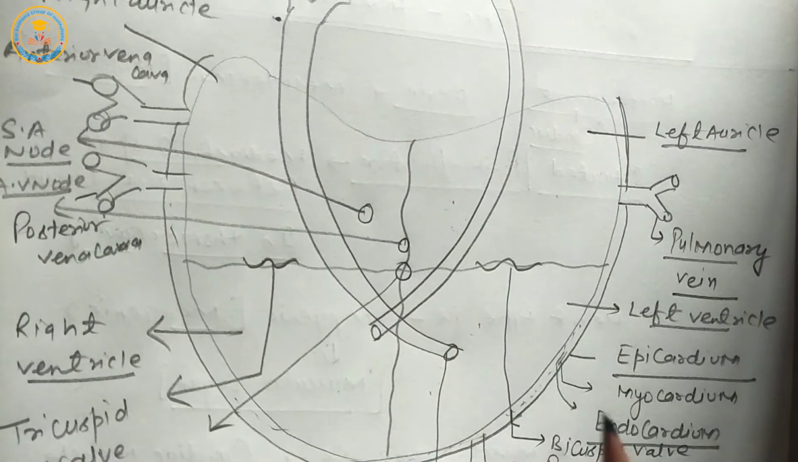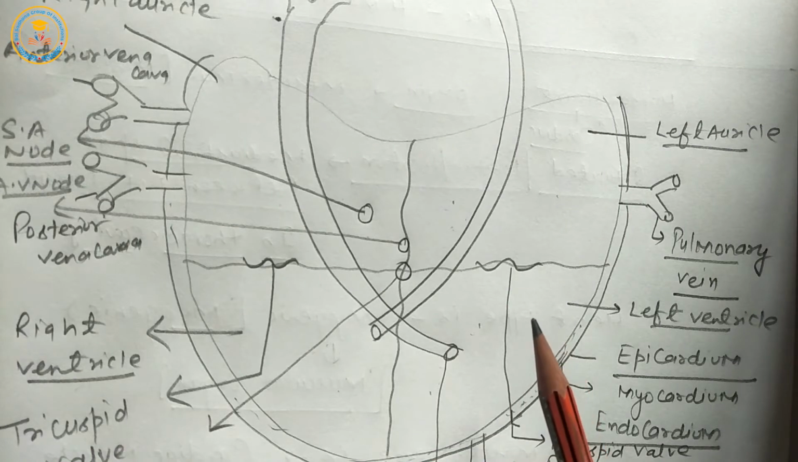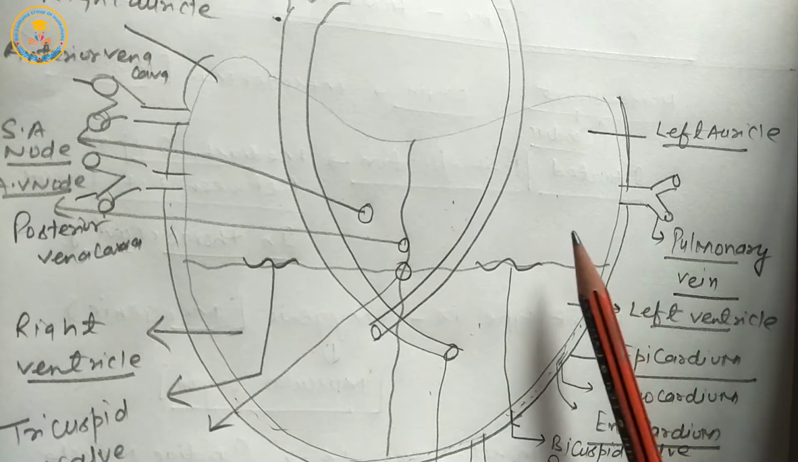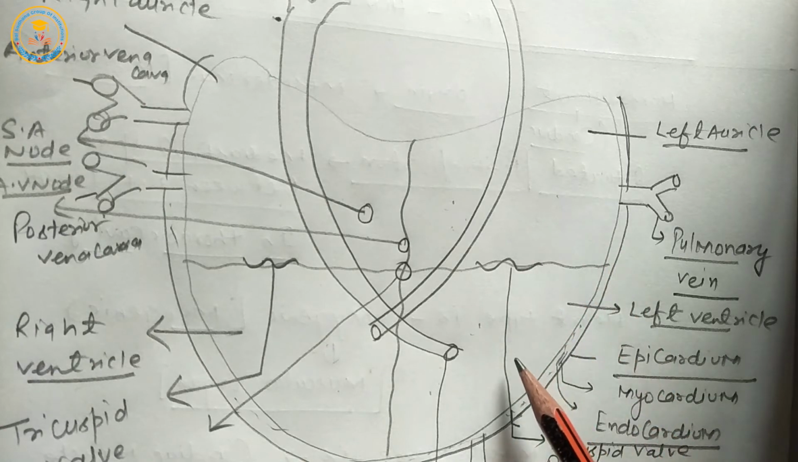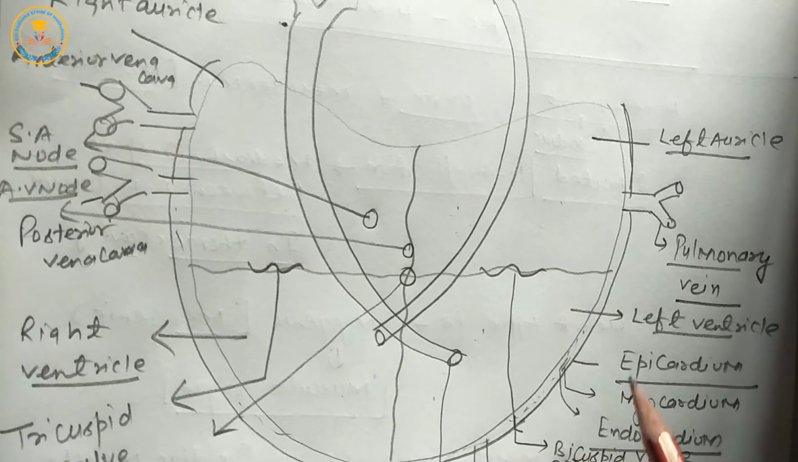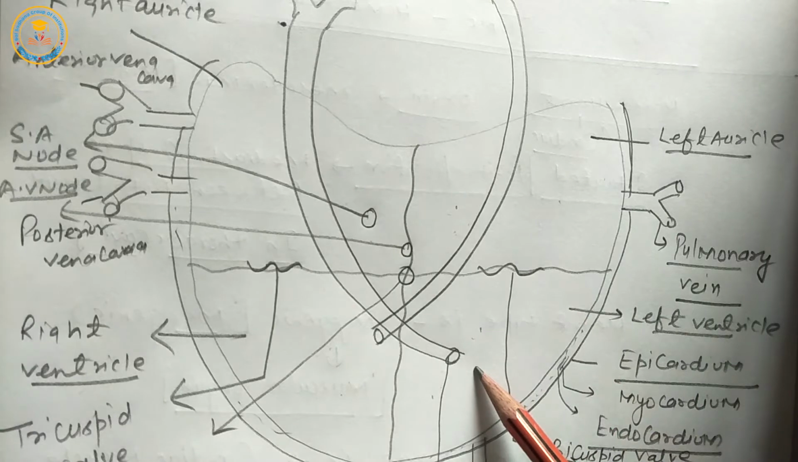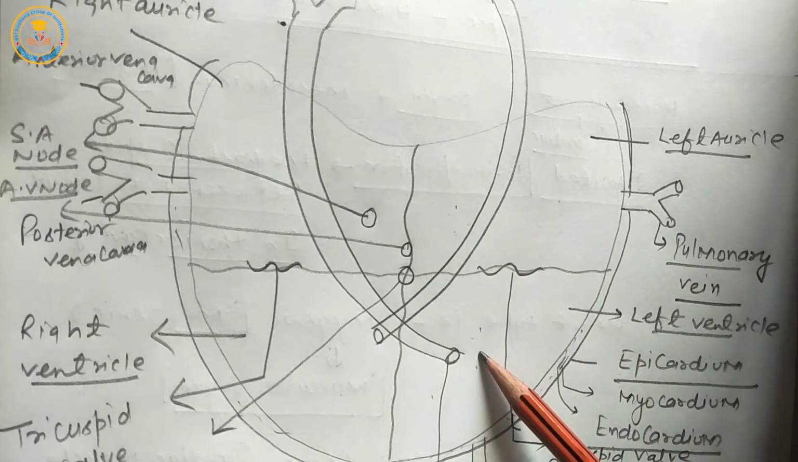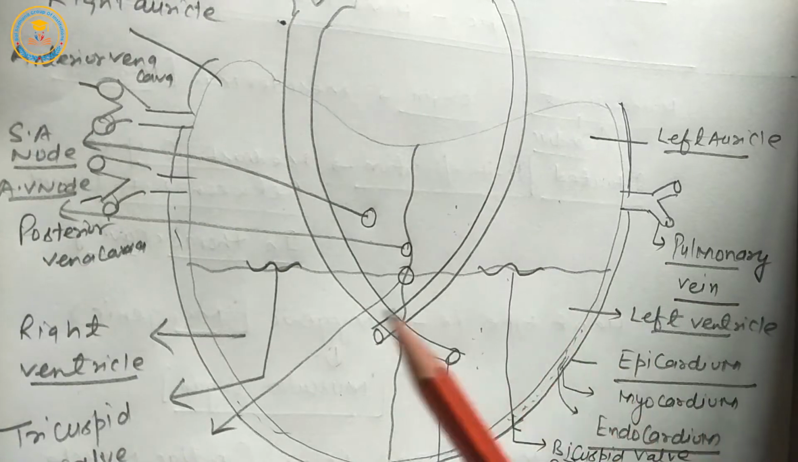Next, some specific valves situated in the heart. First, between the left auricle and left ventricle is the bicuspid valve. Once again, the bicuspid valve is located between the left auricle and left ventricle. Left auricle blood enters the left ventricle through the bicuspid valve.